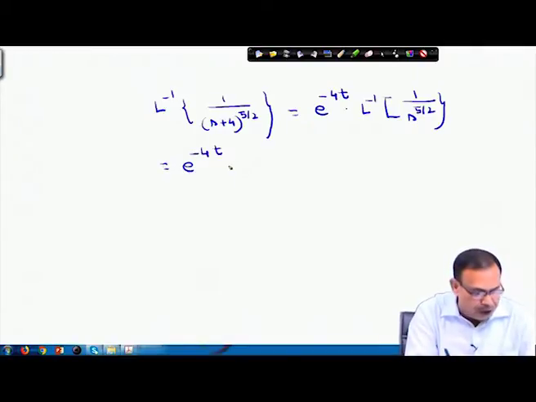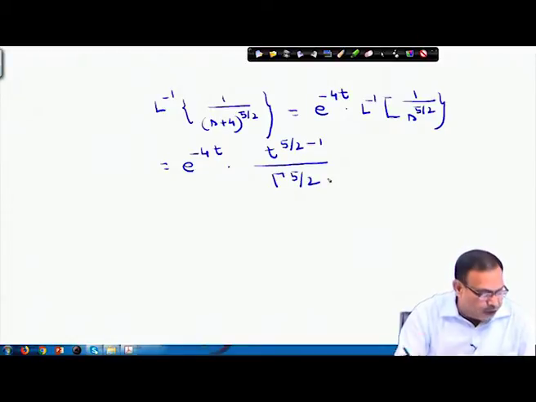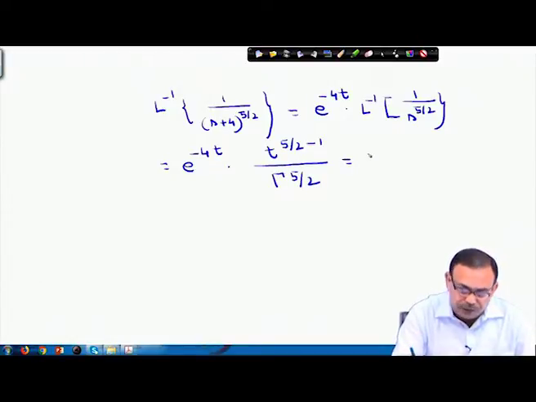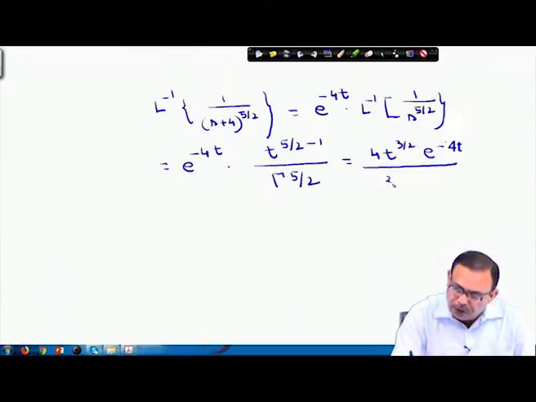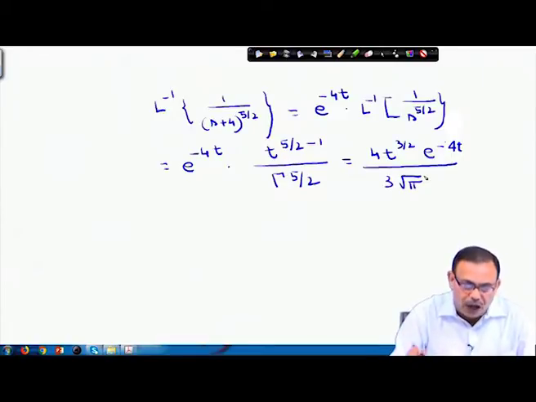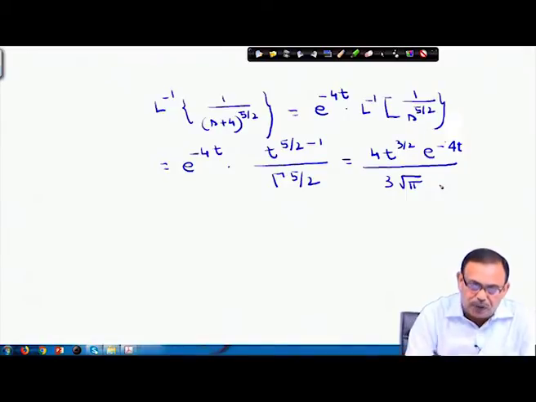E power minus 4t into t to the power 5 by 2 minus 1 by gamma 5 by 2, and this equals, you can write it, 4 will come over here. If I calculate, t to the power 3 by 2 e power minus 4t will come over here divided by 3 root pi. I am getting this. So, Laplace inverse of this equals this one.